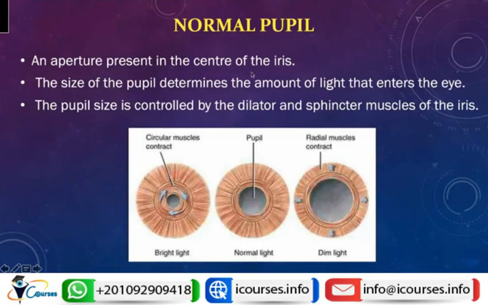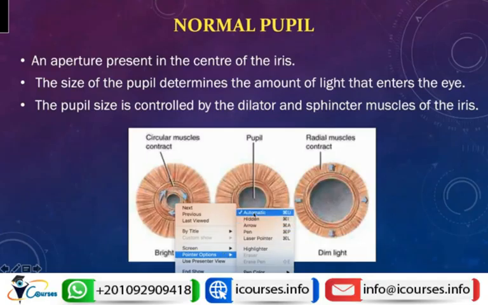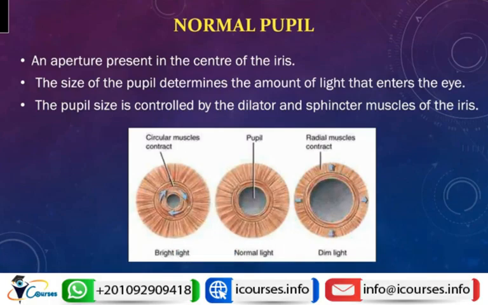So we start with the anatomy of the pupil. The pupil is an aperture present in the center of the iris. This aperture is controlled by two muscles. These two muscles will have an effect on the size of the pupil, either by constriction or by dilatation. The first one is the constrictor pupillae muscle, which is a circular muscle that acts as a sphincter around the pupil. And the second one is the dilator pupillae muscle, which, by its contraction, will cause dilatation of the pupil.